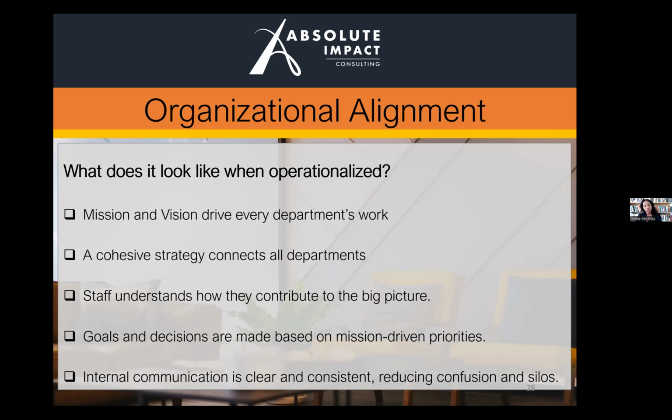And we need our leadership to lead by example in making that happen and not saying, "Oh, I found a grant application. Can you apply for it by tomorrow night or over the weekend?" Right? Internal communication is clear, it's consistent, and it reduces confusion and silos. Okay. So this is what organizational alignment looks like.